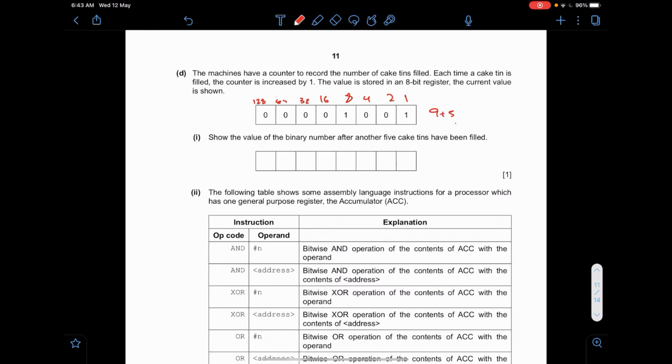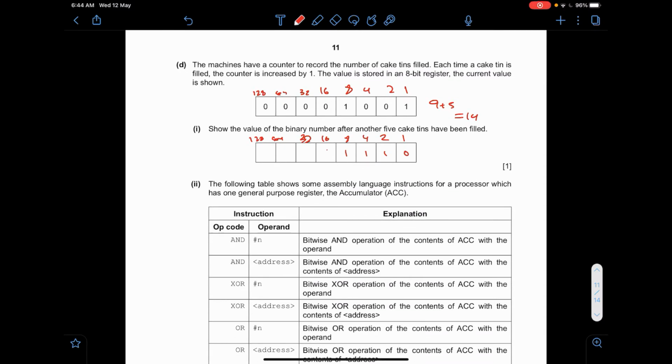So 9 plus 5 becomes 14. So 1, 2, 4, 8, 16, 32, 64, 128. So 2, 4, and 8. 8 plus 4 is 12, and 12 plus 2 is 14. So the rest of them are going to be 0. So this is the denary number 14.